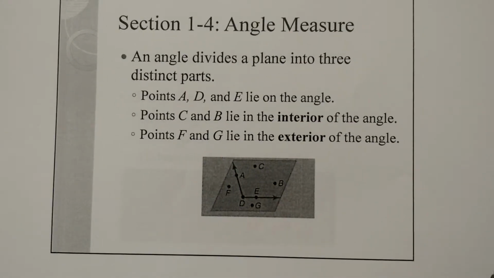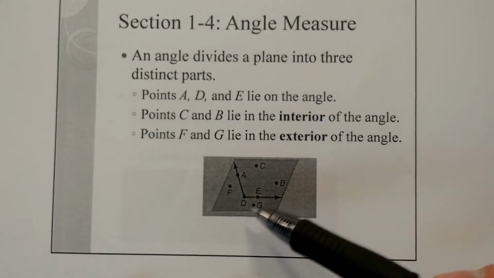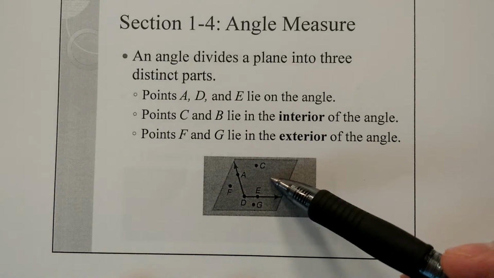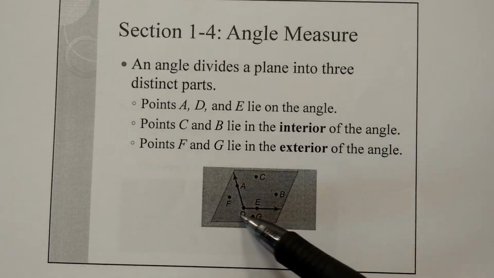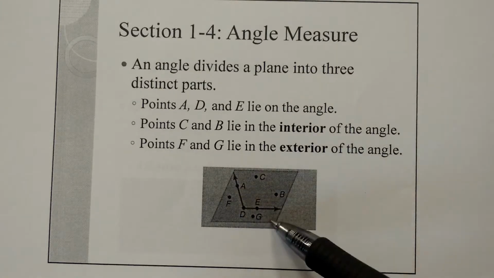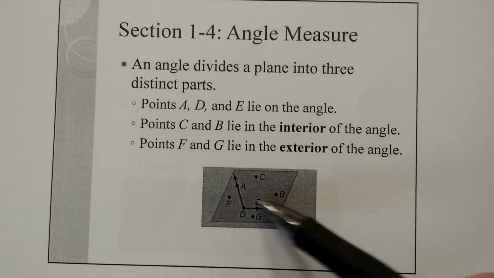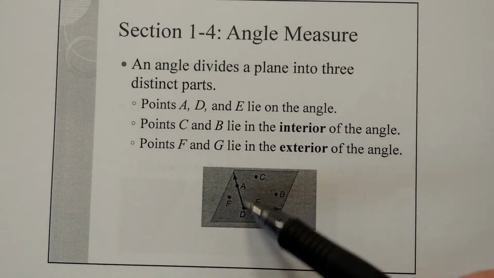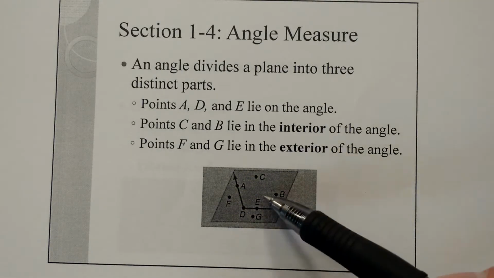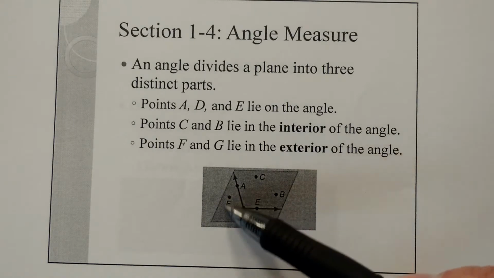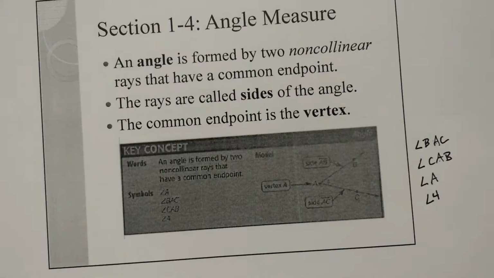And there's a key concept that can go in your book. If you have an angle, it divides things into two parts: the interior and the exterior. So in this example, A, D, and E lie on the angle. They're actually on the rays. C and B are in the interior, the more closed-in part of the angle. And F and G lie in the exterior, the outside. So an angle always describes an interior and an exterior. The interior is always the smaller distance around. The exterior is always the larger distance around.